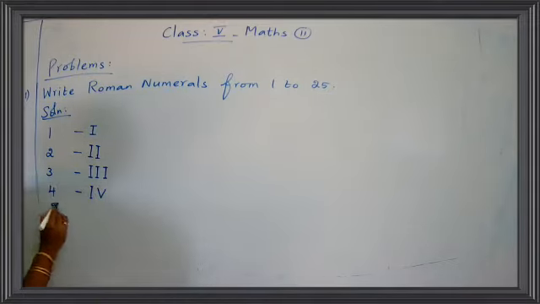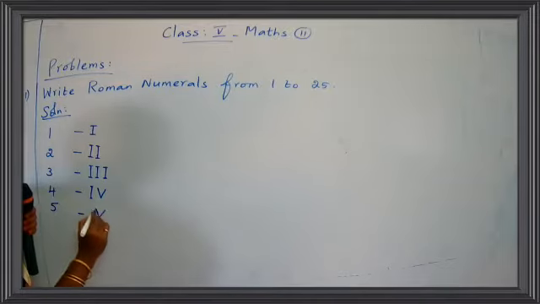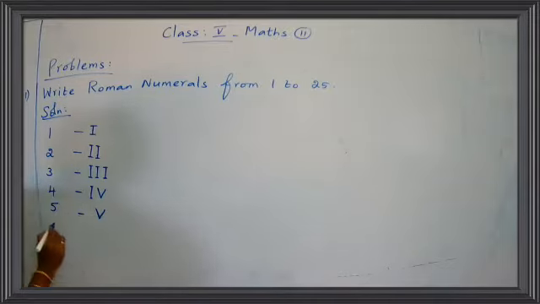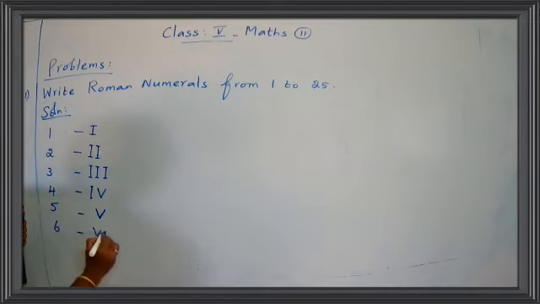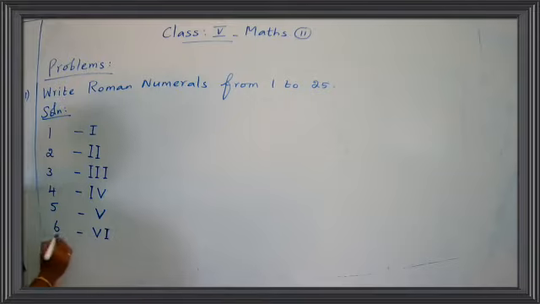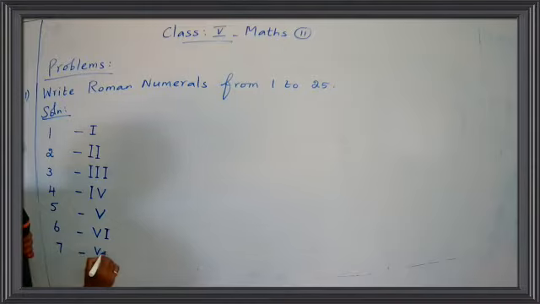Next 5. 5 stands for V. Okay. 6. So V, I: 5 plus 1. V stands for 5, and I stands for 1. So V plus I, VI, is equal to 6. Okay. Next 7. VII. V stands for 5, I stands for 1, I stands for 1. So 5 plus 1 plus 1 is equal to 7.